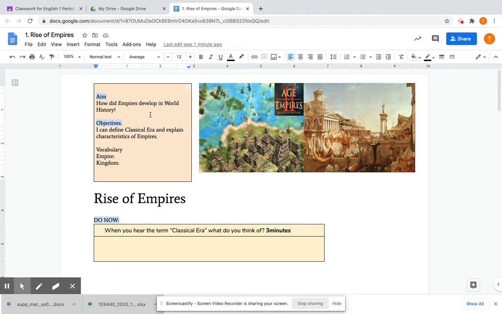So you guys already expressed how excited you are about this unit, and so am I, so let's jump right into it. Today's aim: how did empires develop in world history? Today's objectives: I can define classical era and explain characteristics of empires. We're going to focus on two specific words today, and they are empire and kingdom.